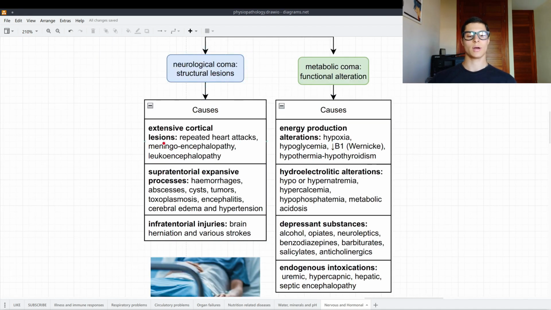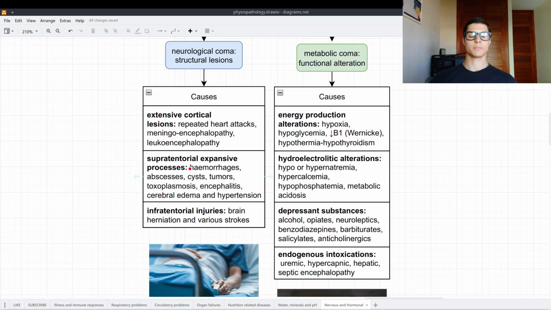In the neurological one, we have three causes: extensive cortical lesions, for example, repeated heart attacks or encephalopathies. There can also be supratentorial expansive processes or infratentorial injuries. The supratentorial are hemorrhages, abscesses, cysts, tumors, toxoplasmosis, encephalitis, cerebral edema and hypertension, and the infratentorial are brain herniation and various strokes.